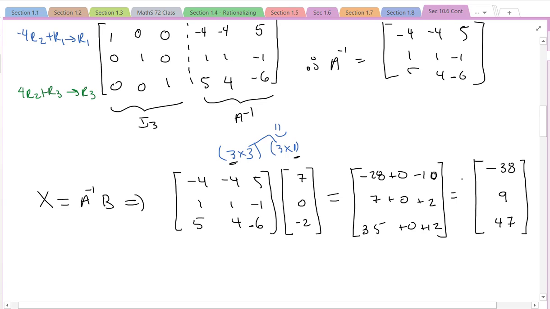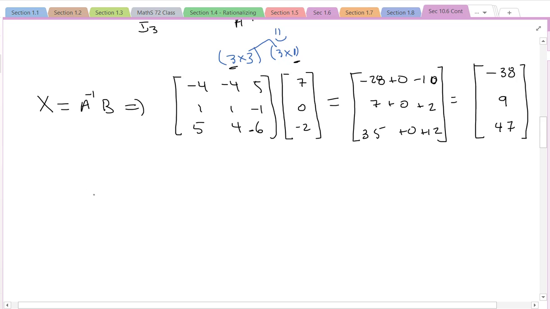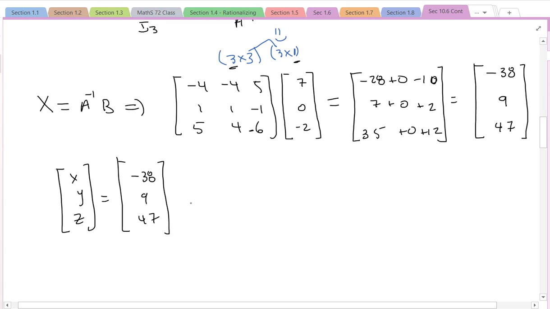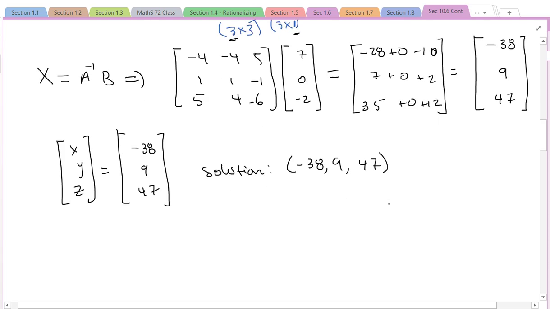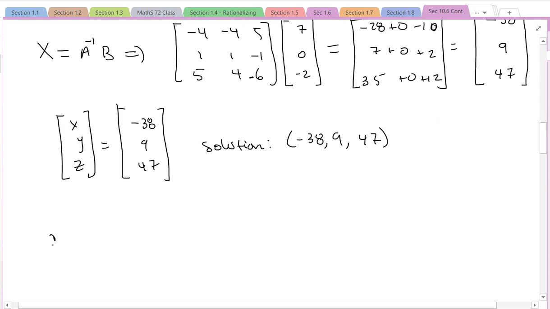So that will be our answer. So the matrix x, y, z is equal to negative 38, 9, 47, which means that this is the solution to the system. So the solution is the point negative 38, 9, 47, which is the x, y, z solution. And of course, whenever you have time, you should check your answer.